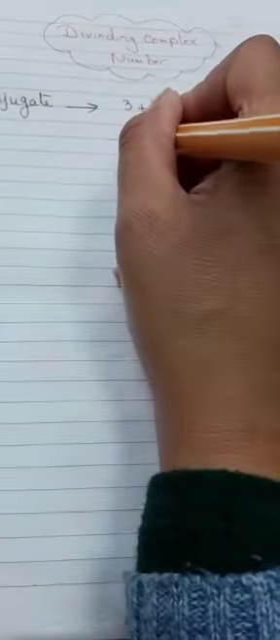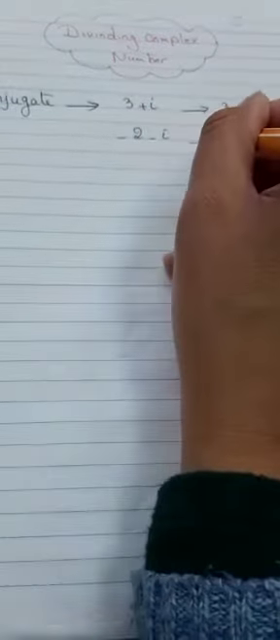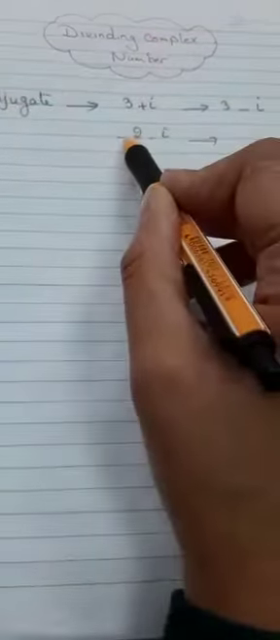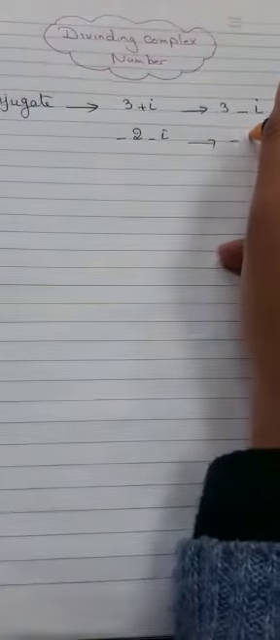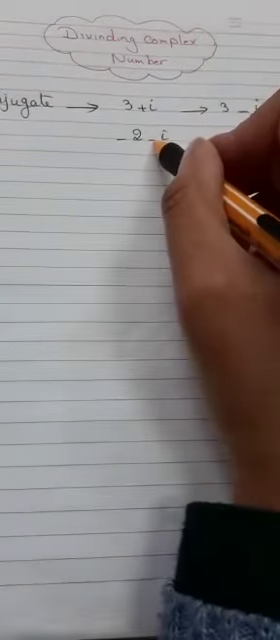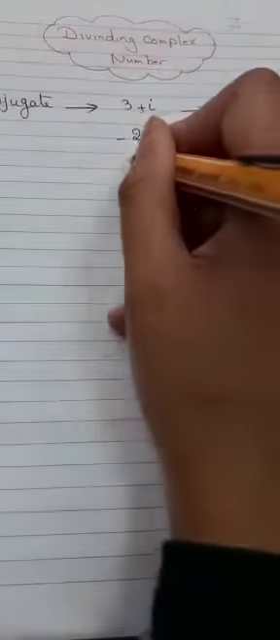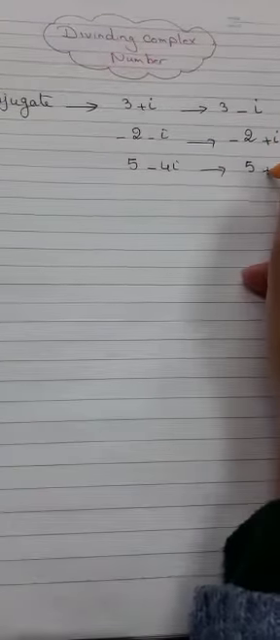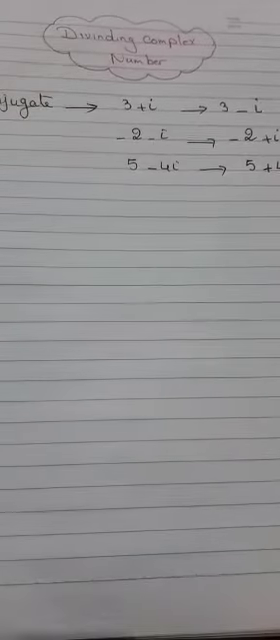If I have negative 2 minus i, then the conjugate is going to be: keep the a, which is negative 2, and invert the sign of i, then it is negative 2 plus i. If we have 5 minus 4i, then the conjugate of this is 5 plus 4i.